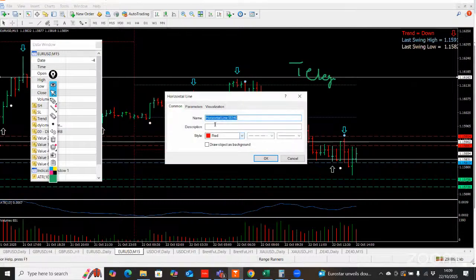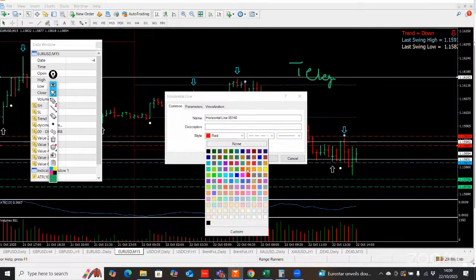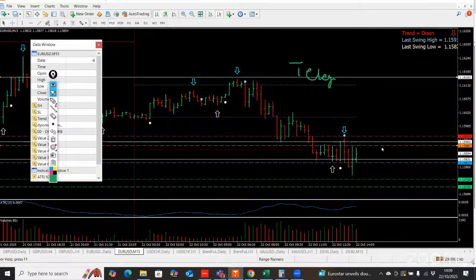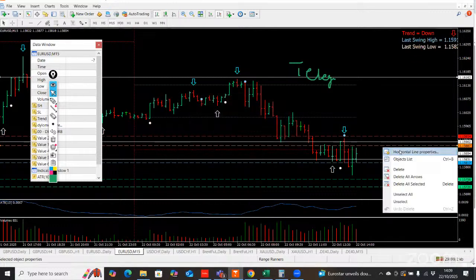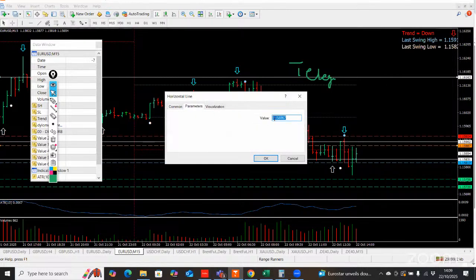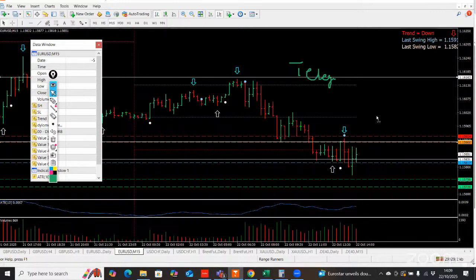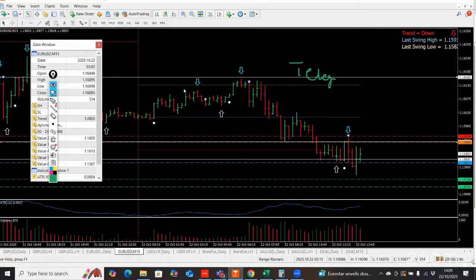Towards trailing it here, I will just put this as an orange. 115.90 is where I've got. We'll wait and see how that plays out on this live trade position. Okay, that is what I've got.